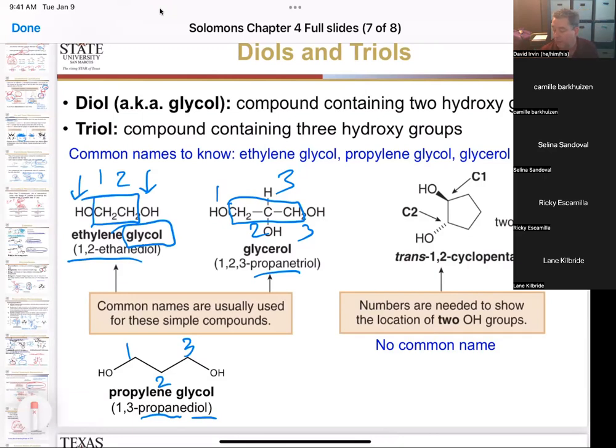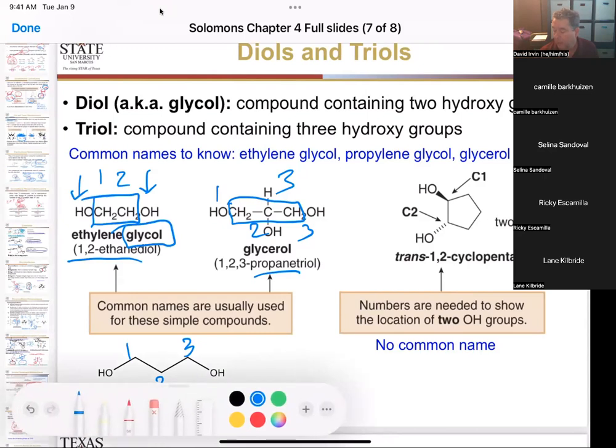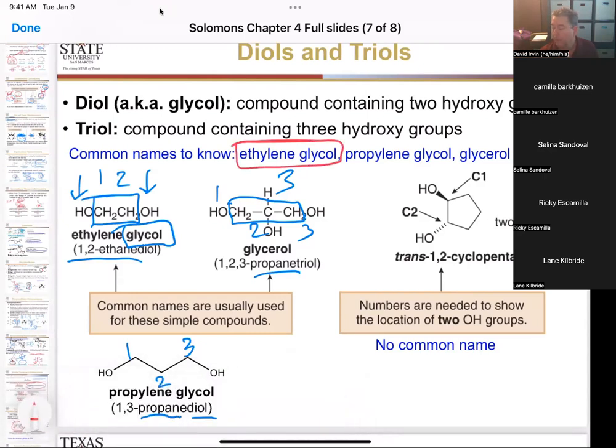Those are ethylene glycol, which is basically 2 alcohols on 2 carbons, propylene glycol, which is 2 alcohols on 3 carbons, and glycerol, which is 3 alcohols on 3 carbons. Those are very common names that we'll see. In fact, if you start reading any of your products at home that have names of things, you'll see all 3 of these commonly found in household products. All right, questions on diols and triols?